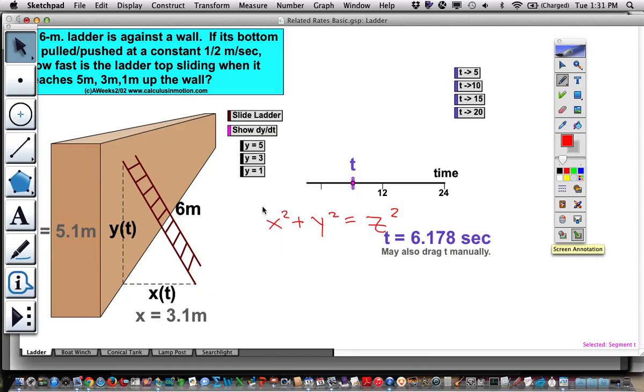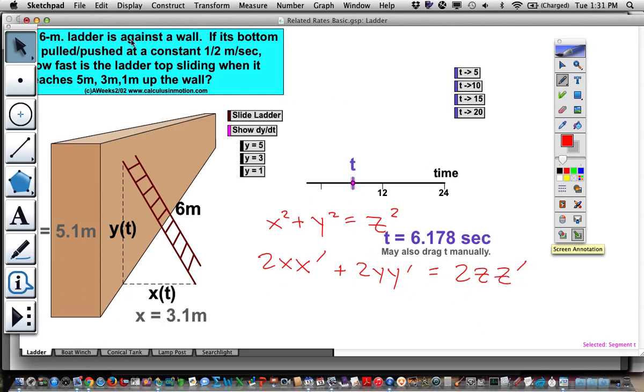Now let's do the derivative. What's the derivative of x squared? 2x, x prime, because we're doing the derivative with respect to t here, right? We got rates with respect to time. Plus 2y, y prime equals 2z, z prime. So now you go through and you say, I'm going to plug my numbers in.